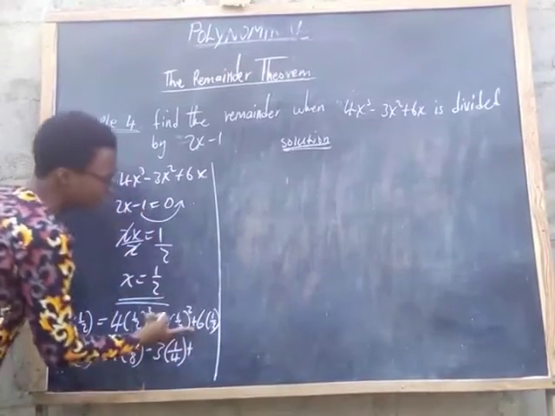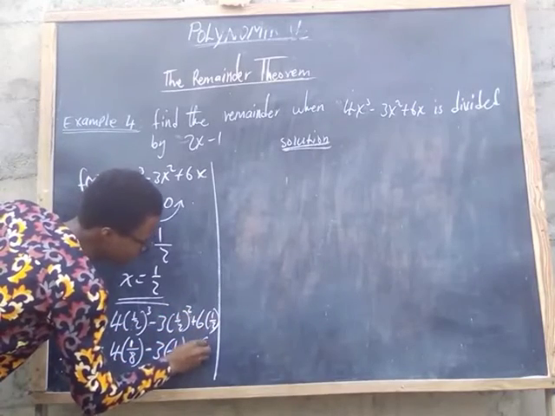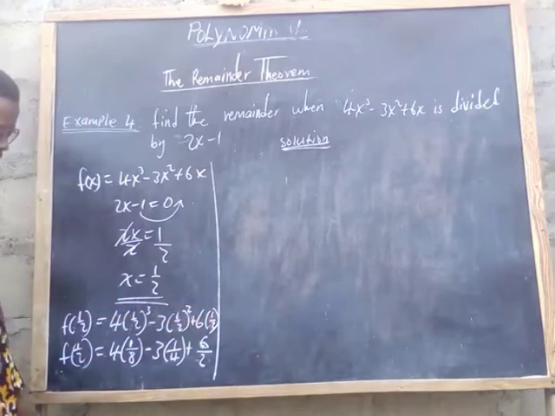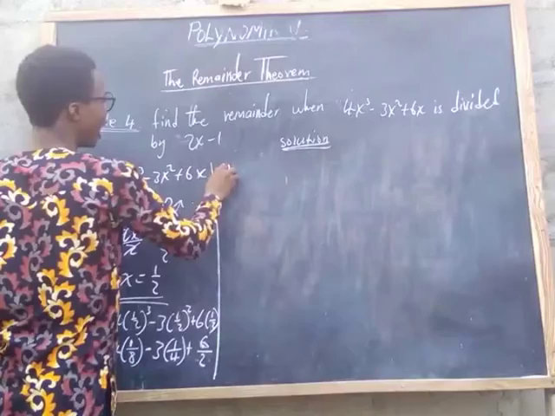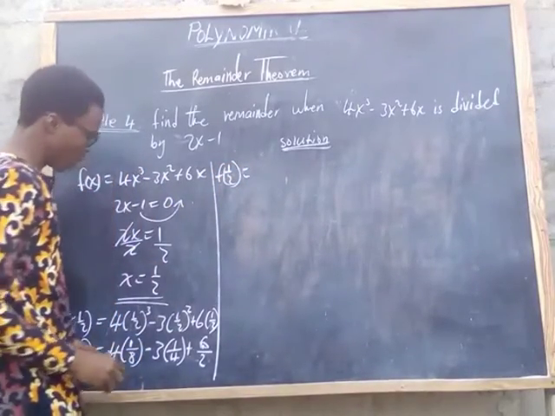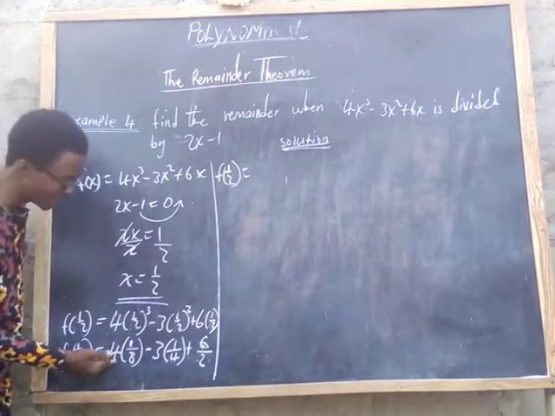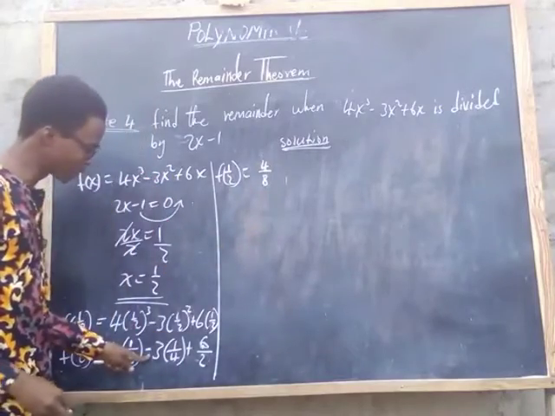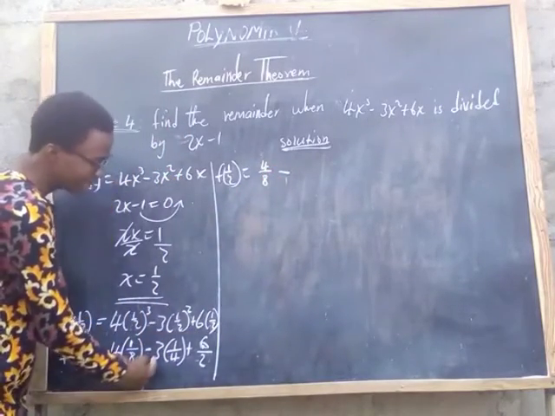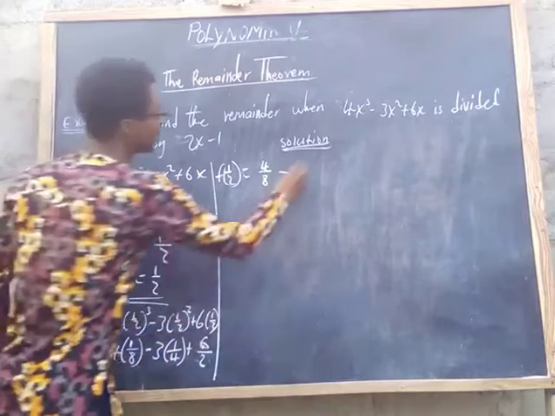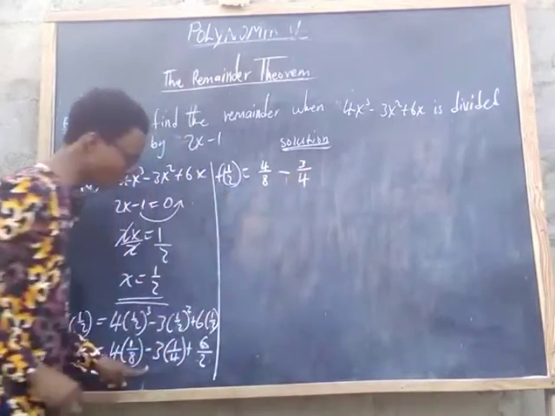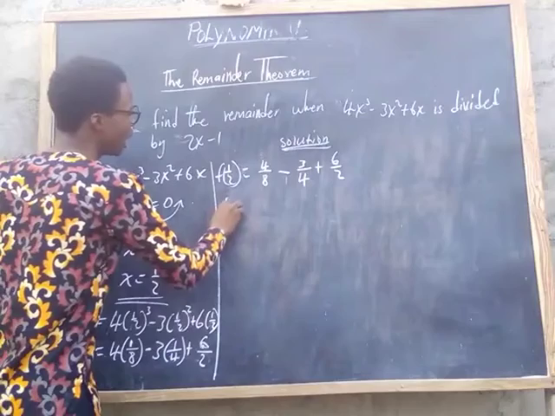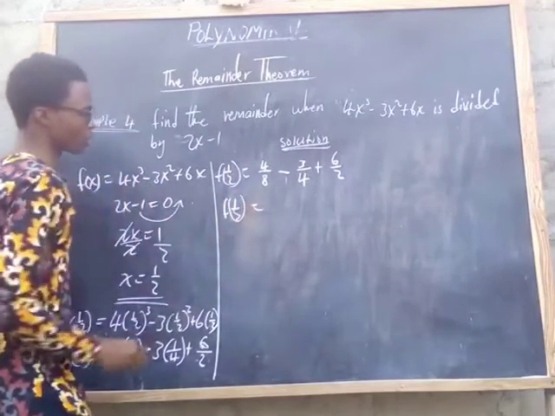Right? Plus now you say 6 times 1 is 6 upon 2. Do you see it? So you multiply this 6 times 1. Now you say f of half is equal to what? You multiply this 4 with this 1. 4 times 1 is 4 upon 8. Right? Minus, what are you going to do again? This 3, you multiply it with this 1. 3 times 1 is 3 upon 4. Do you see it? Plus 6 upon 2. That's it. So now f of half is equal to what?